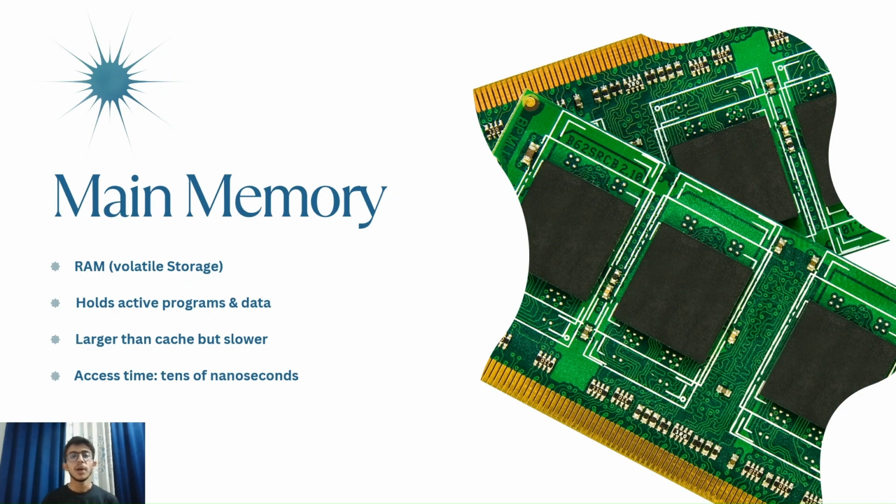Next we have main memory or RAM. It is a volatile storage, which means if the power cuts off, all your data will be lost. It holds active programs and data. It is larger than the cache but also slower than cache. Its access time is tens of nanoseconds.